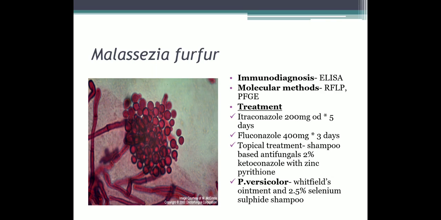Generally, we prefer to treat this infection with oral itraconazole for 5 days or fluconazole for 3 days. Topically, we can use shampoo-based antifungals with 2% ketoconazole along with zinc pyrithione. Pityriasis versicolor can especially be managed with topical Whitfield's ointment and 2.5% selenium sulfide shampoo.